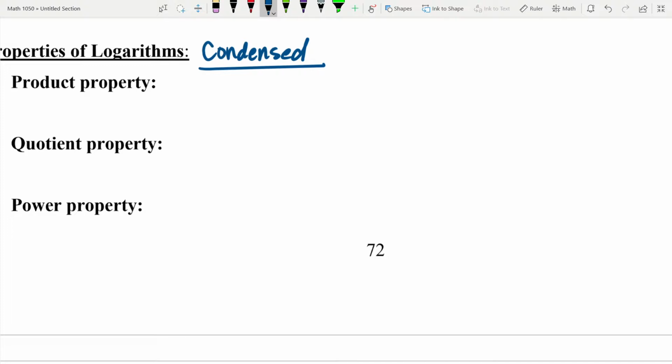You know how your mom cooks with cream of mushroom soup? That's condensed. It's like squished in, like the water's gone from it, so you have to add water. Whatever. Condensed means squished together.